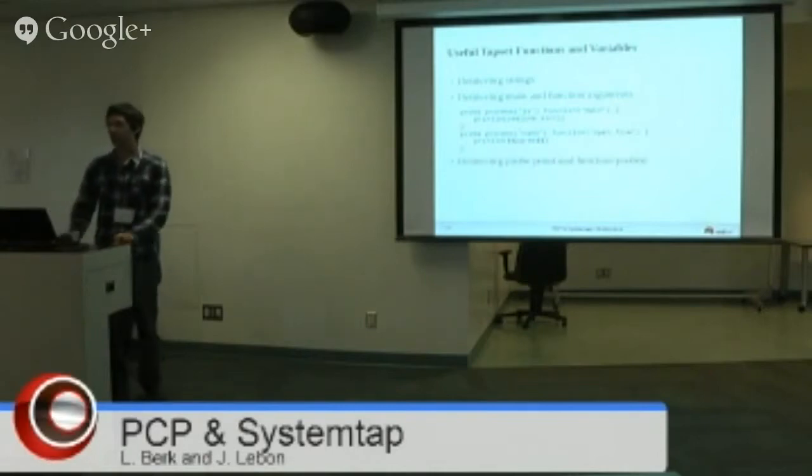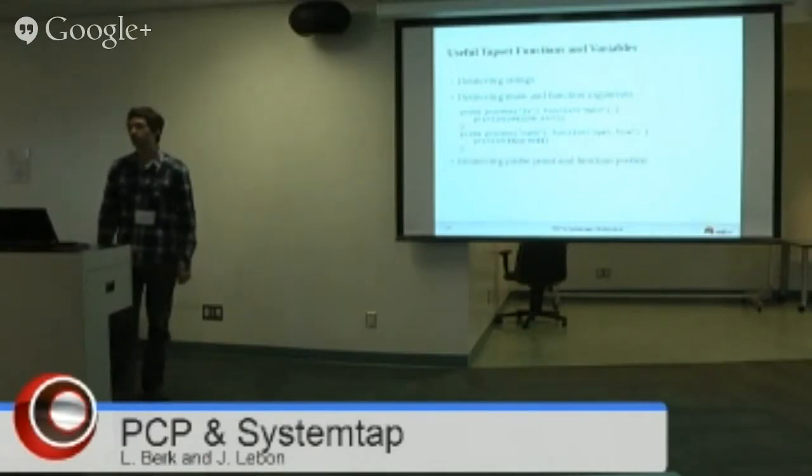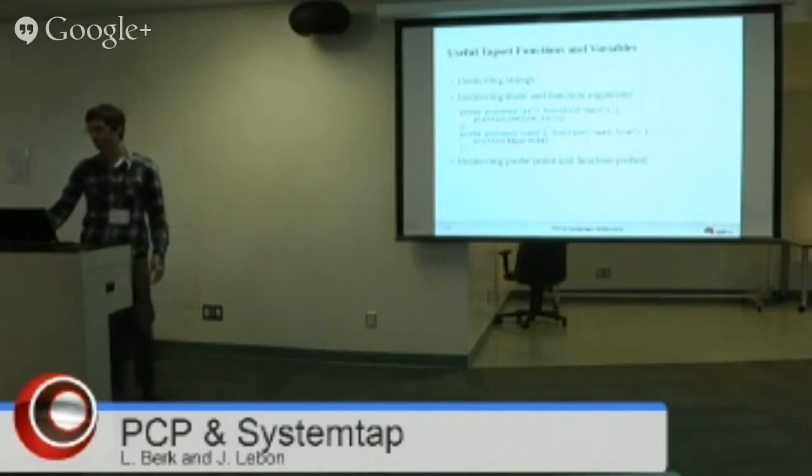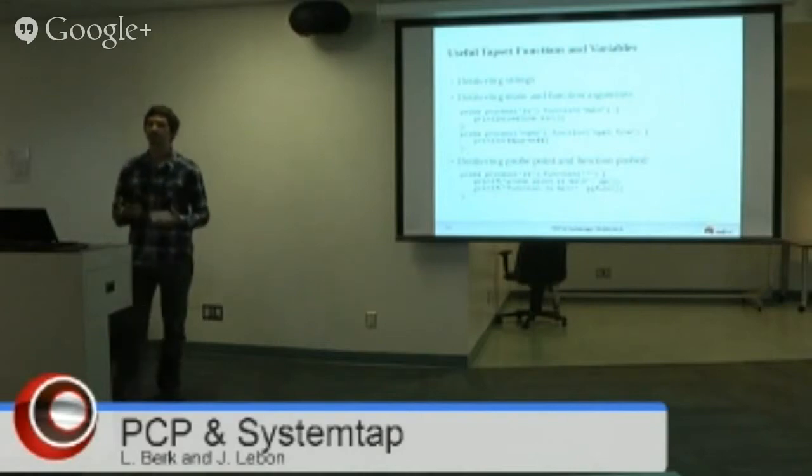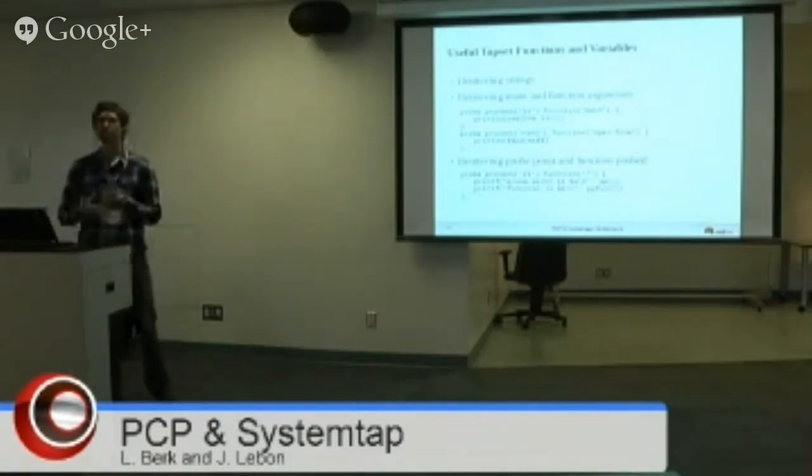So other useful task functions, if you want to retrieve the name of the probe point or the function probed, let me explain that one. Here we're probing all the functions in ls, so I use the star notation. That means it's going to fire anytime any function in ls is called. Whenever it fires, you want to know what function was actually fired.